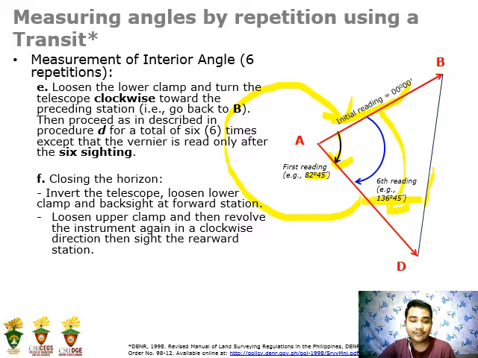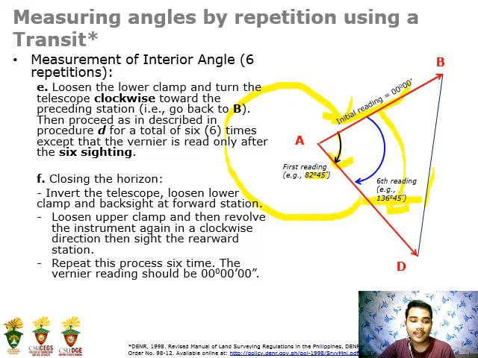And invert the telescope, loosen the lower clamp and back sight at the forward station. Then loosen up the clamp and revolve the instrument again in a clockwise direction, then sight at the rearward station. And repeat the process 6 times, and the vernier reading should be 0, 0.